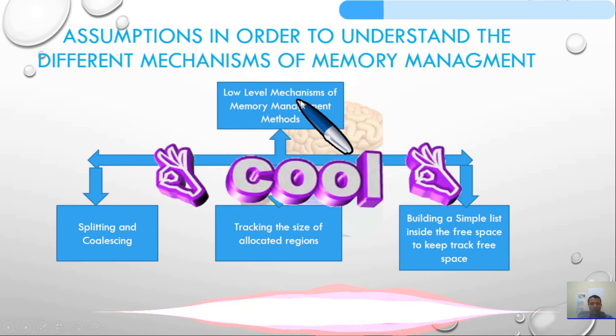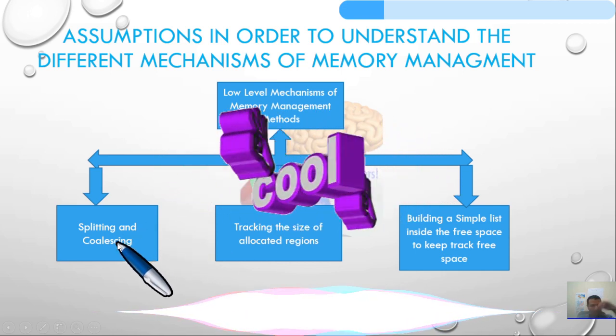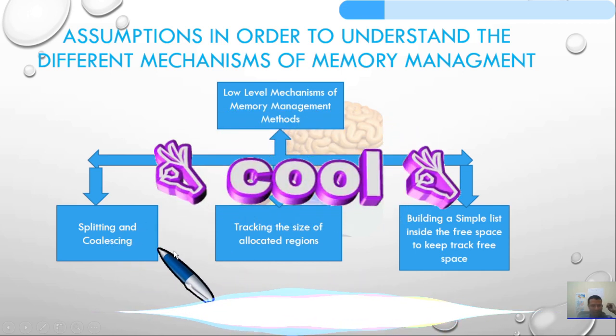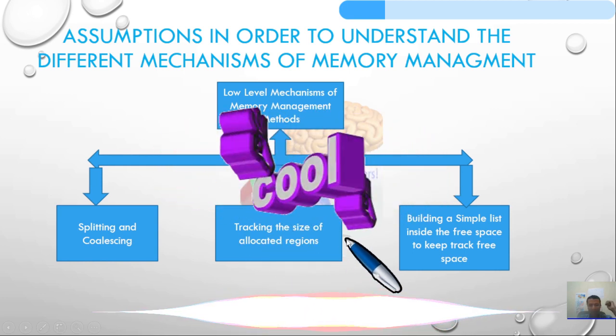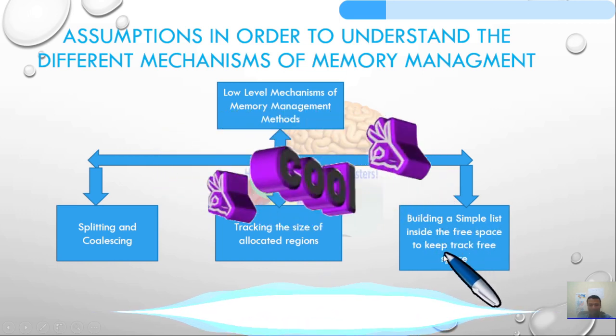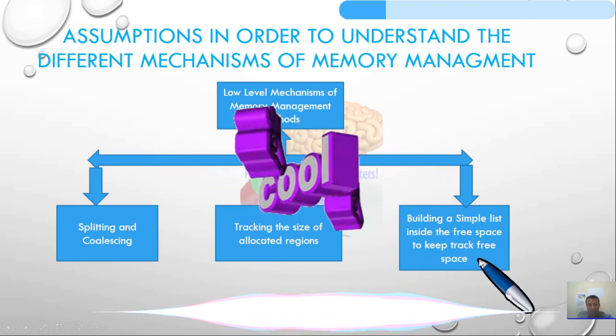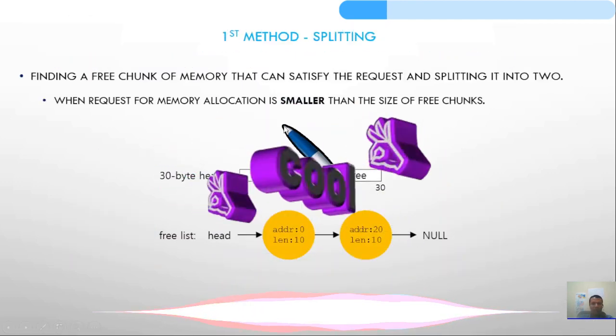So, low level mechanisms of memory management. The first one is splitting and coalescing, the second one is tracking the size of allocated regions, and the third one is building a simple list inside the free space to keep track of free space. These are the three methods. Let's see them one by one.